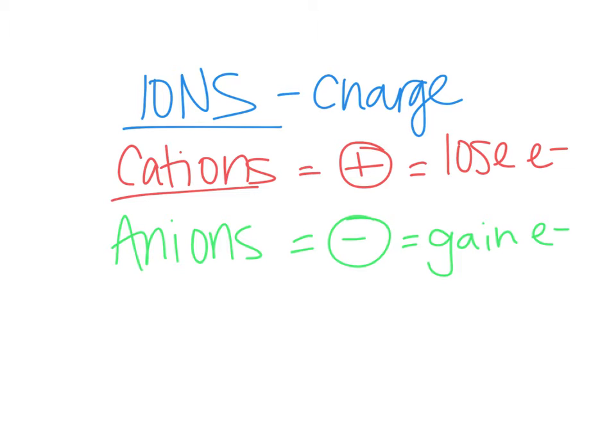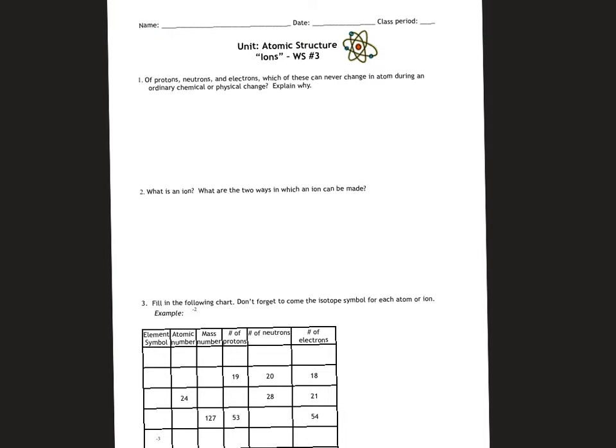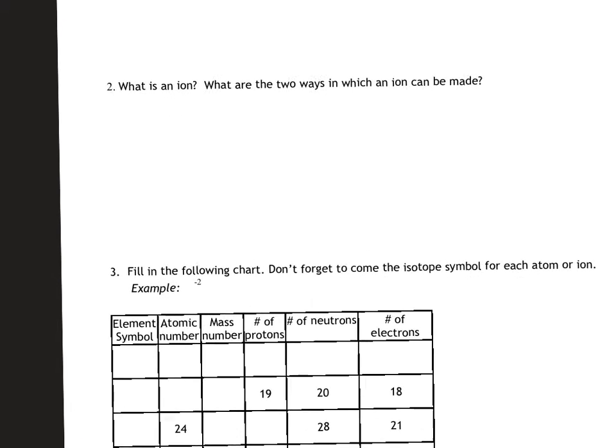So we look at our periodic table. If you've got a periodic table, problems. All right, so worksheet number 3 here. The first couple questions we've kind of already talked about. Number 1: protons, neutrons, electrons, which one can never change? Protons. So kind of explain why there. Number 2, we went over this one. What is an ion?